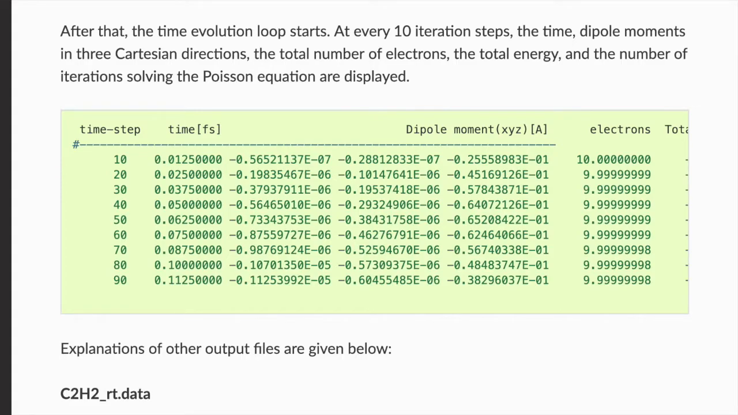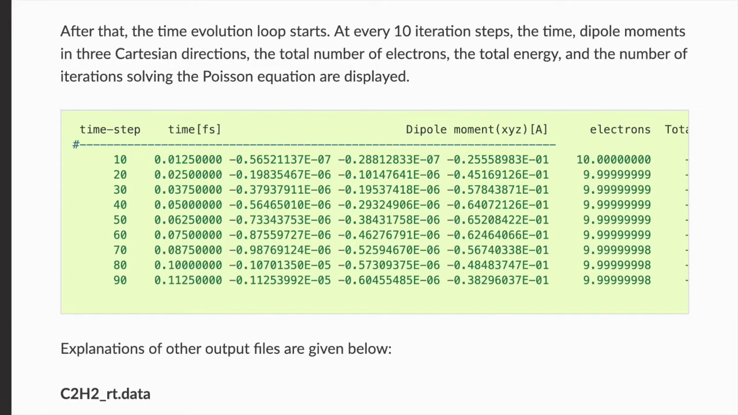The number of time evolution calculations is displayed in time step, and the time is displayed in time. The unit is femtoseconds. The x, y, z components of the dipole moment are written in units of angstrom. Electrons are the number of electrons calculated from the norm of the orbital function. The calculation algorithm does not stringently preserve the norm. Therefore, it starts at 10 and decreases marginally.